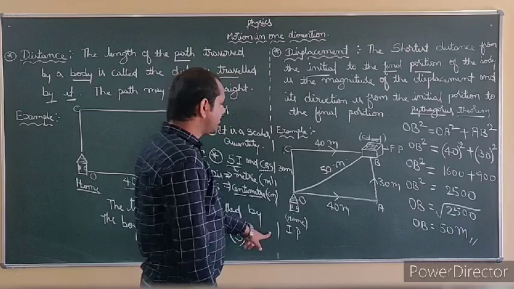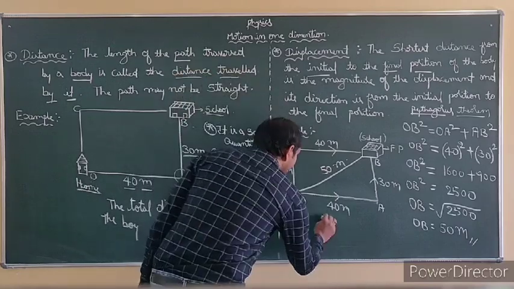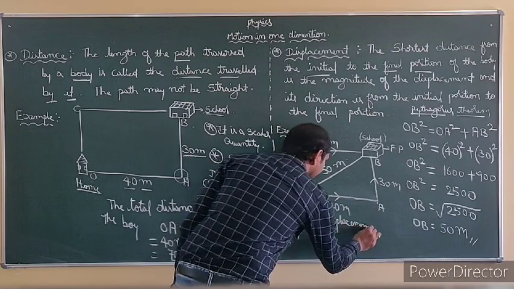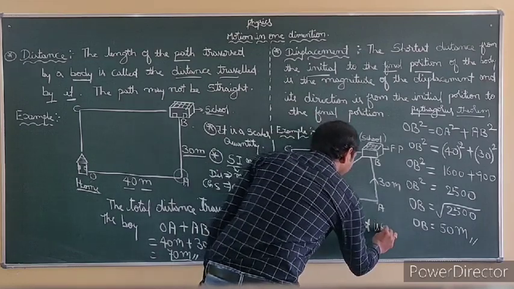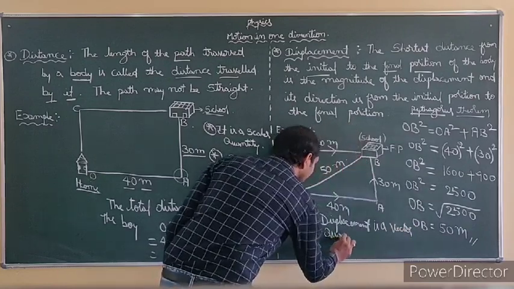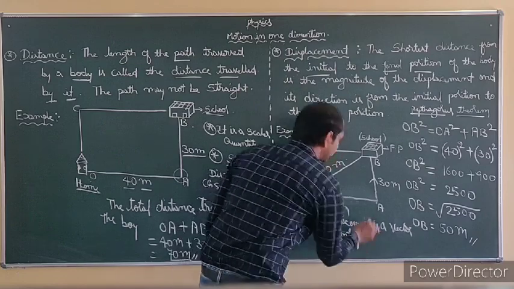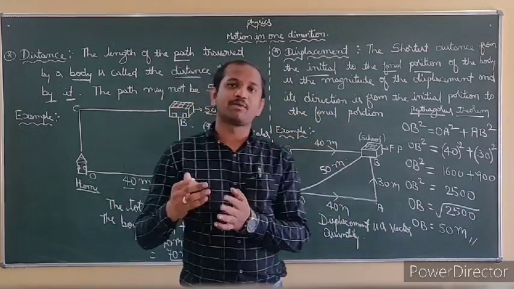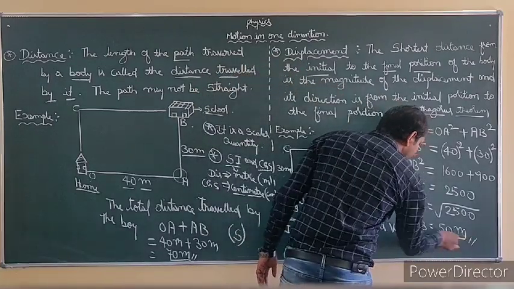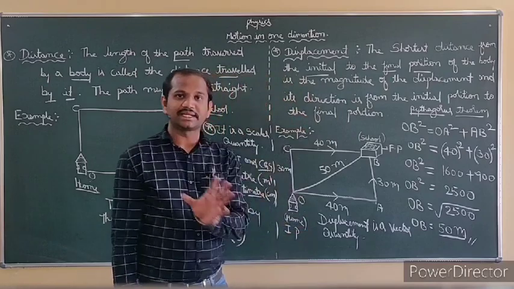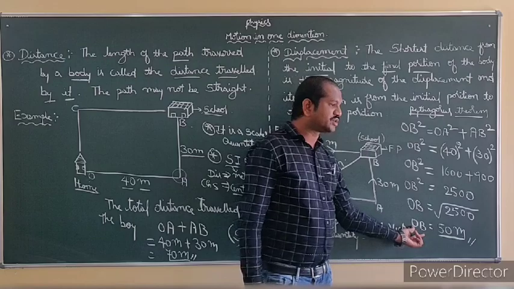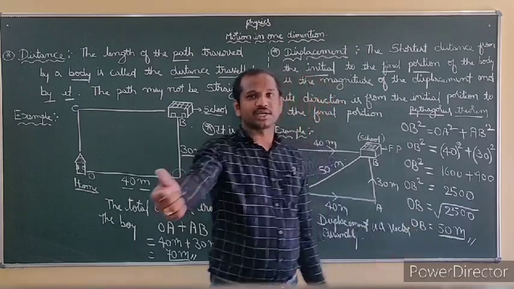Now coming back to this, what is the displacement? Displacement is a vector quantity. What do you mean by a vector quantity? You know already, a vector quantity means it should have both magnitude and direction. See here, we have already got the magnitude. What is the magnitude? 50 meter is the magnitude. One more thing we need to understand: along with the magnitude, we should also have the direction.